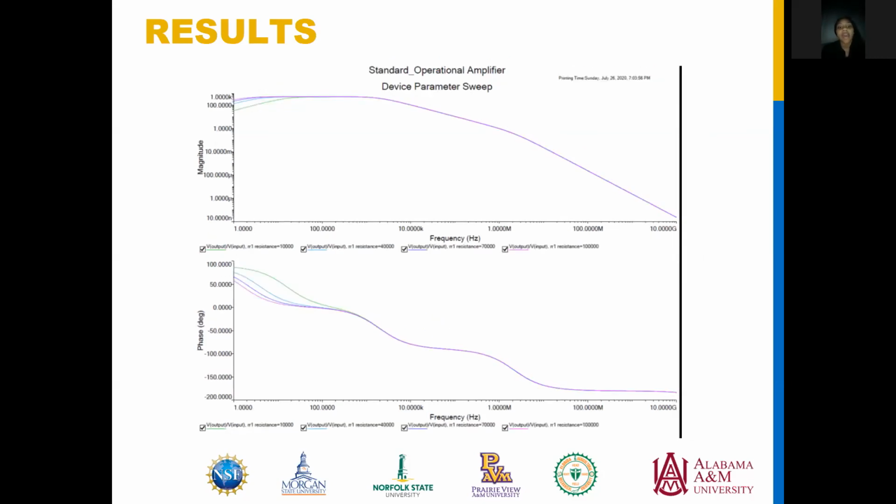Here's the device parameter sweep for the standard operational amplifier. X is the frequency and Y is the magnitude. We simulated for load resistance, and the voltage gain will change. When load resistance is different, the phase will change.